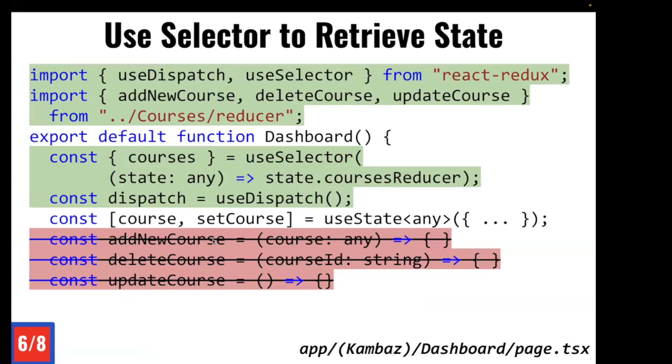Now that we declared the store, we provided it, we can go back to the dashboard and re-implement it so that it doesn't use the useState. Instead of declaring the courses using the useState, we're going to select the courses from the reducer that we just created, and copy it locally. And if we need to talk back to the reducer, we're going to need a dispatch.